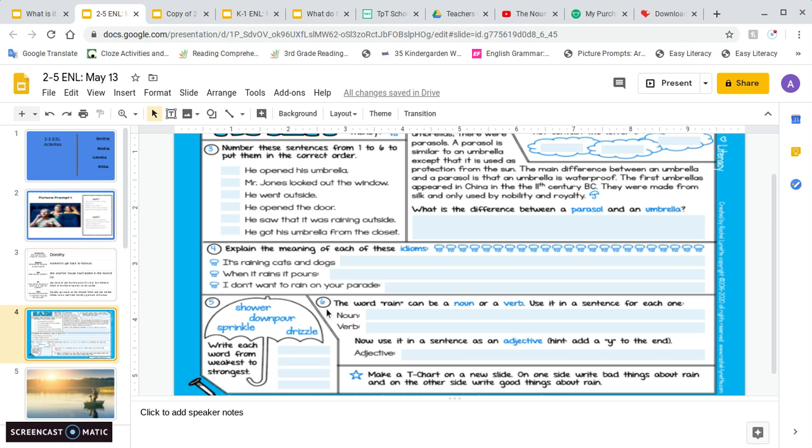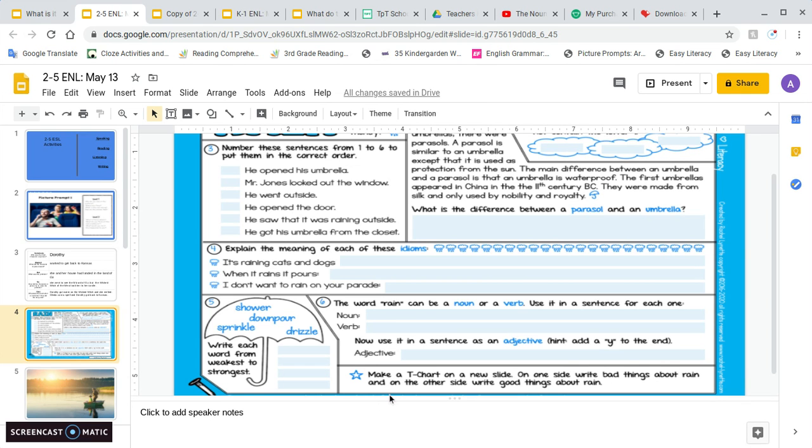All right, then last one, number 6. The word rain can be a noun or a verb. Use it in a sentence for each one. Use it as a noun and use it as a verb. Ooh, and even a harder one. Now use it in a sentence as an adjective. Okay, they gave you a hint. Add a Y to the end. Adjective.